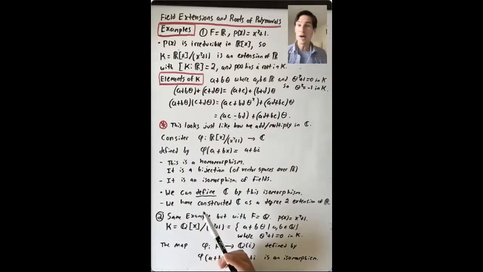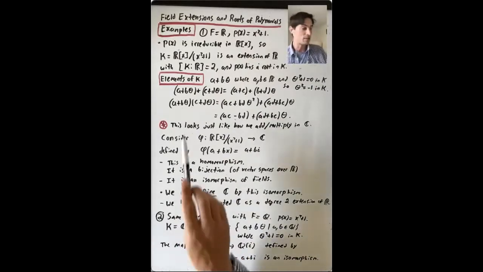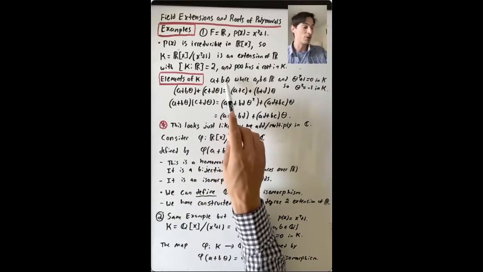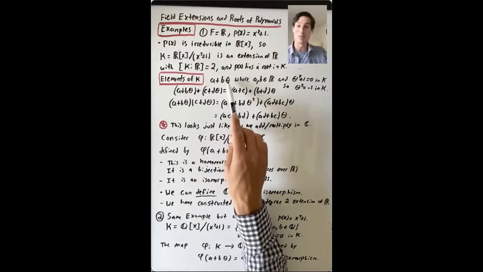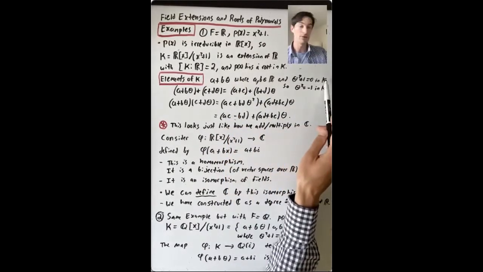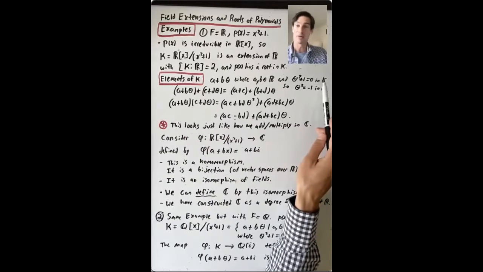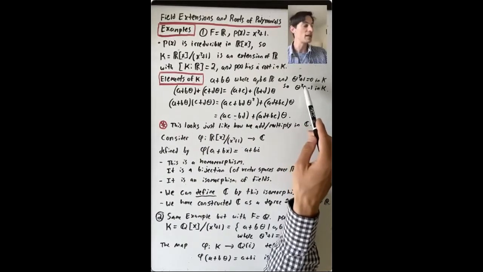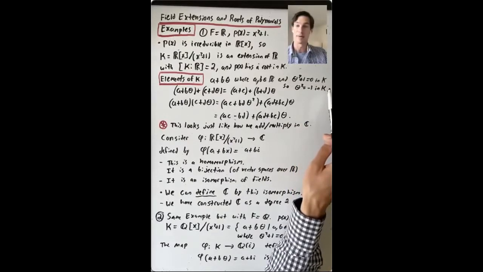So we know now what the elements in K look like. One way to represent them is as polynomials in theta, where the degree is at most n minus 1, so the degree is at most 1. And theta squared plus 1 equals 0 in K. Theta is a root of P(x) in K. And just moving this to the other side, that means theta squared equals minus 1 in K.